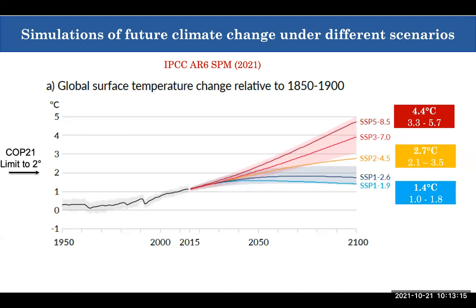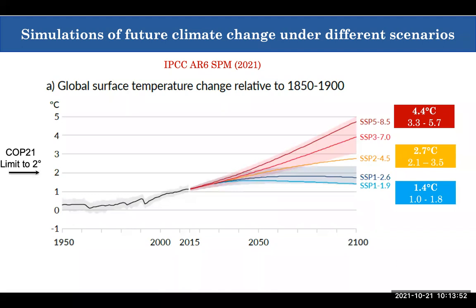The red and purple ones are the high scenarios where there is practically no policy of reducing emissions. And you can see that the different models provide an estimate of the total increase by the end of the 21st century that reaches a bit more than 4 degrees, with a range of uncertainty depending on the range of responses by the different models.